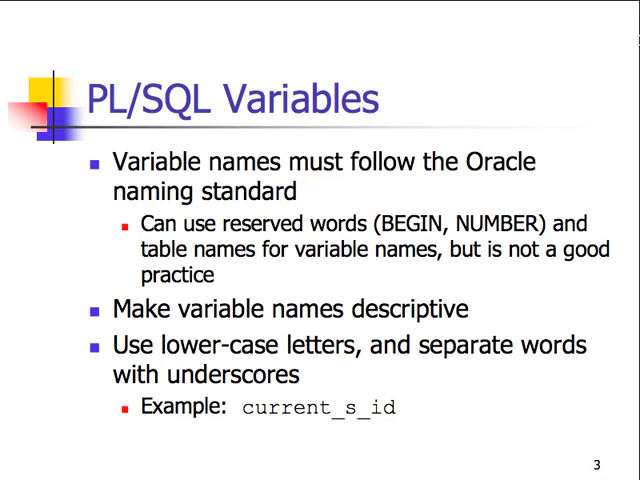because PL is not part of SQL. It is a separate language, so you can use anything you want. It doesn't really matter. But it does still follow Oracle because it's written and supported by the same company that makes the database. So it's definitely speaking the same language. You can make variable names descriptive, hopefully. Use lowercase letters, separate the words by underscores. Here's current_s_id.